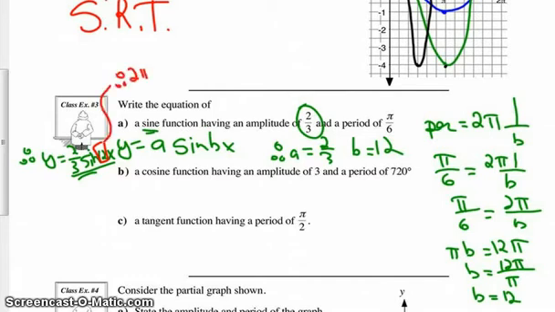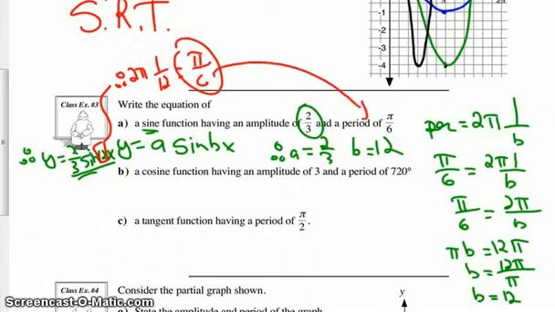Therefore, 2 pi times 1 over 12, and what does that equal? Pi over 6. And that's what they said. So therefore, our b value must be correct. A cosine value that has an amplitude of 3. Well, again, that's the nice one.